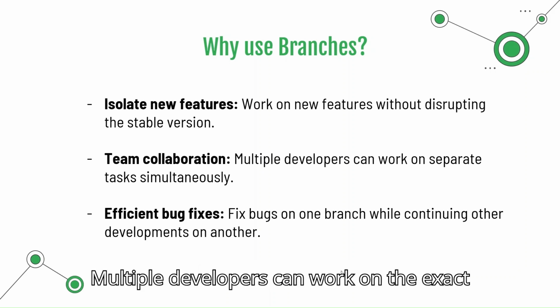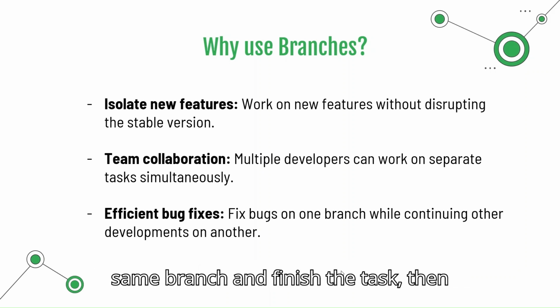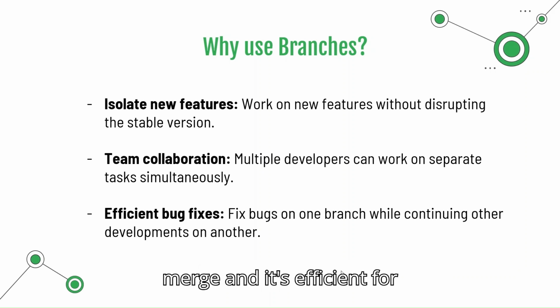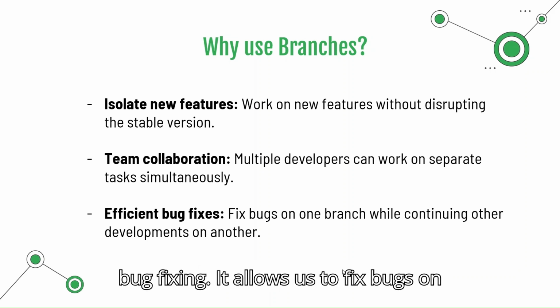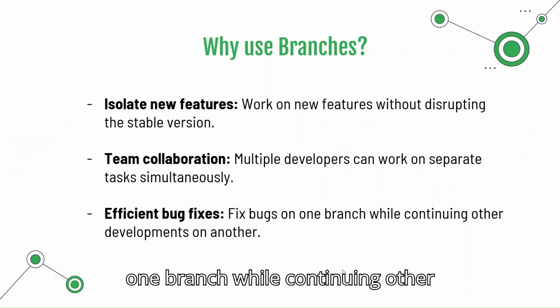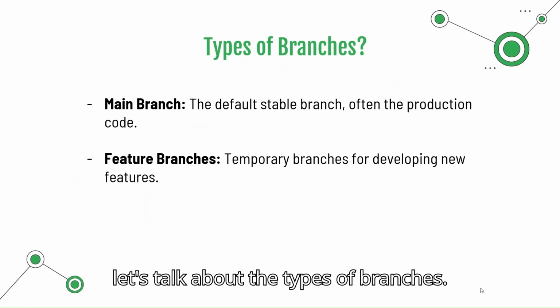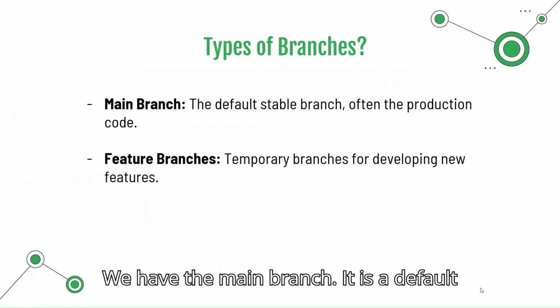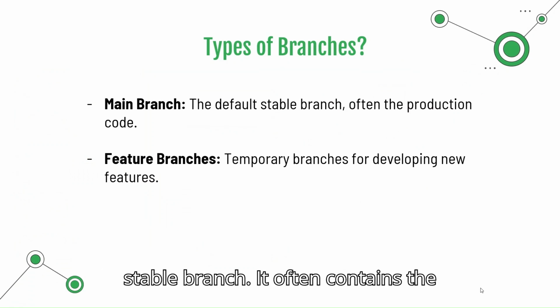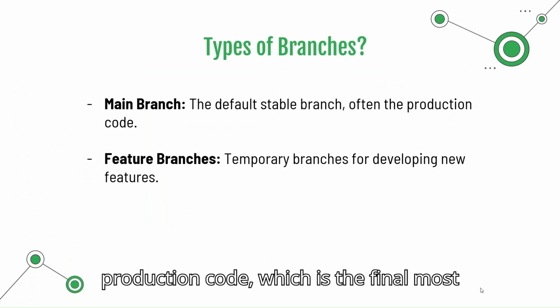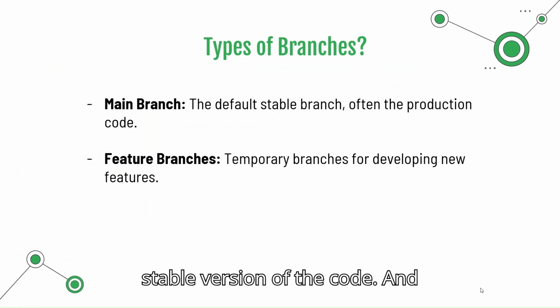Multiple developers can work on the exact same branch and finish the task, then merge. And it's efficient for bug fixing. It allows us to fix bugs on one branch while continuing other developments on another. And let's talk about the types of branches. We have the main branch. It is the default stable branch. It often contains the production code, which is the final most stable version of the code.